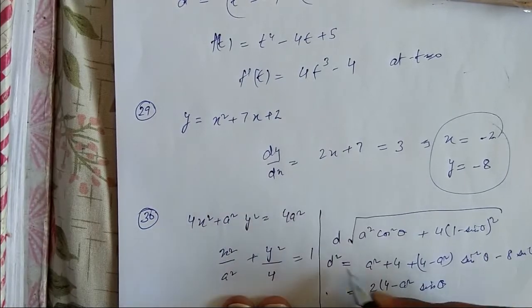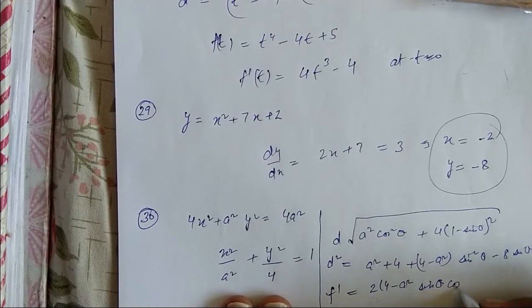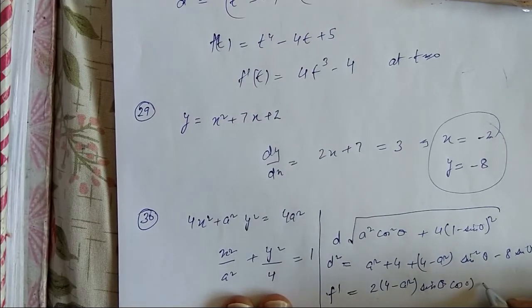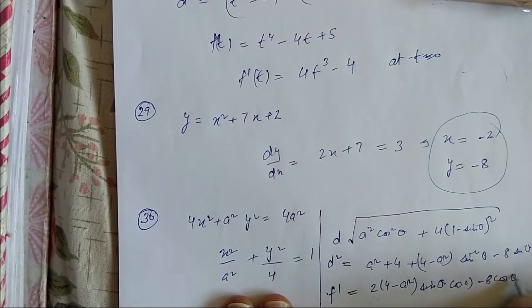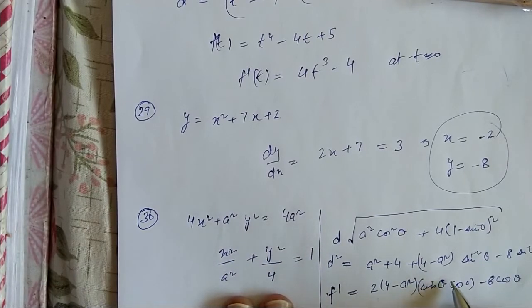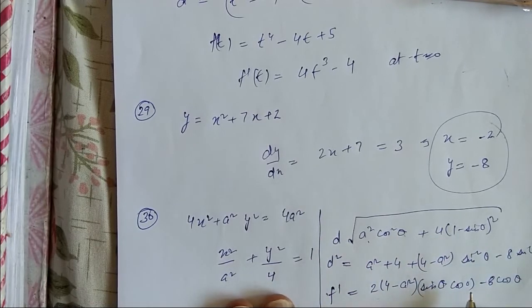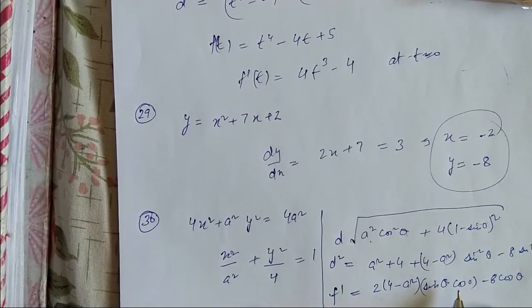Let this be f, then f dash would be sin theta cos theta minus 8 cos theta. Okay, hence cos theta has to be 0. If cos theta is 0, theta is pi by 2, and hence we can calculate the point (a cos theta, b sin theta), which would give us (0, 2). Okay.